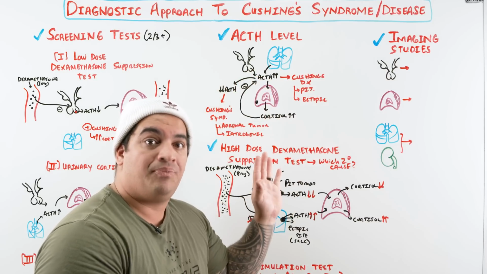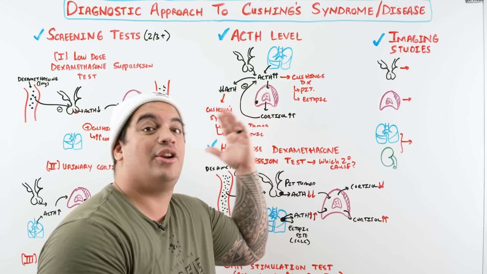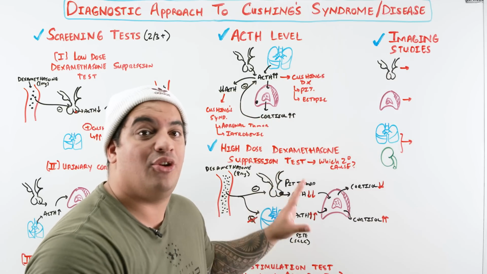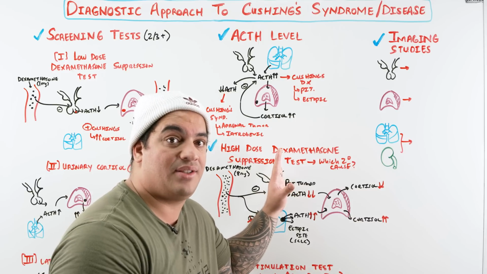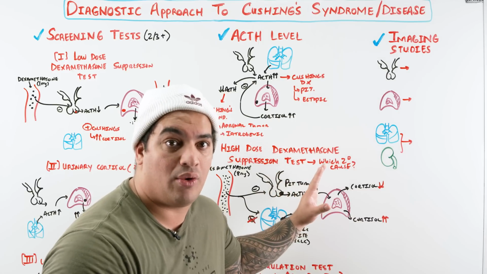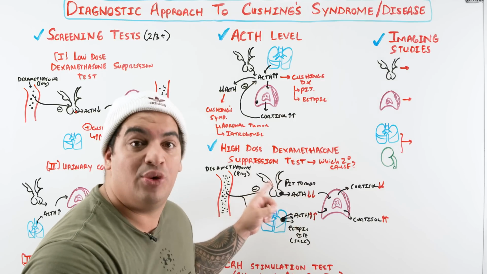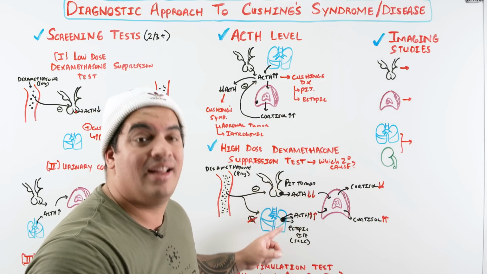If it's low and the cortisol is high, it's probably an adrenal problem. If I then want to figure out if it's secondary or ectopic, then I do a high-dose dexamethasone suppression test. And if it suppresses the cortisol production, it's then what? In this particular situation, it's a pituitary tumor. If it doesn't suppress, it's an ectopic site.